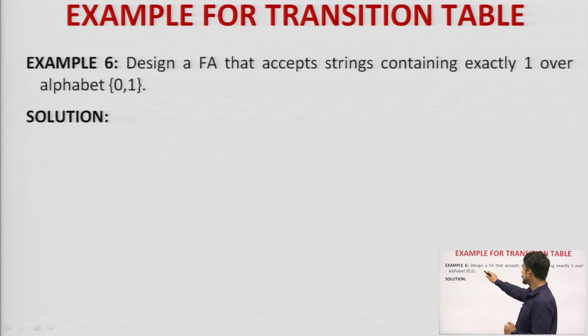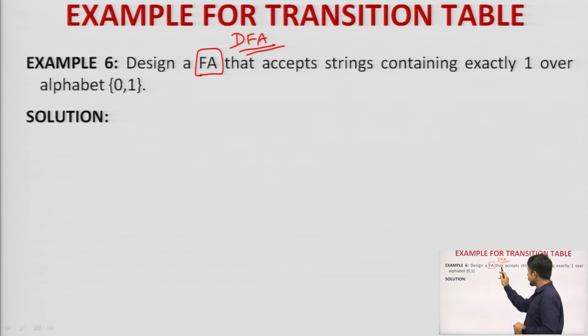In example number 6, it is very easy, you just need to understand the language first. The language says: design a finite automata, normally you can take it as a DFA concept, that accepts strings containing exactly 1 over alphabet 0 and 1. Exactly 1, not more than 1, not less than 1. So, you need to concentrate now, first you need to analyze this particular language.